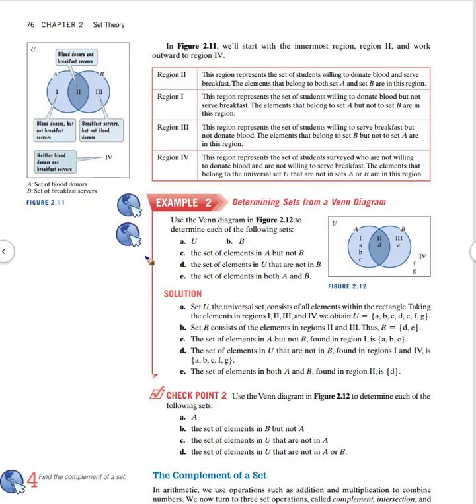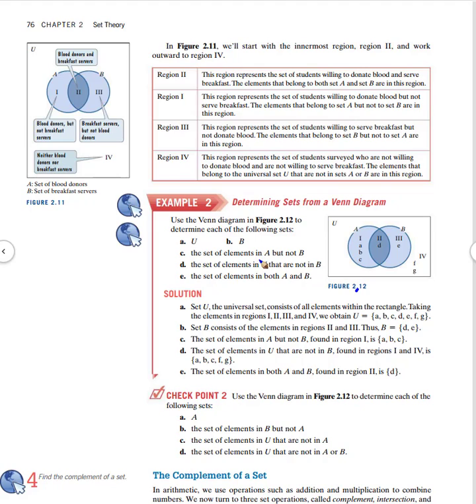In a similar fashion, over here in example 2, what is set U? It's got these three elements, and these two. So it's got 3, 4, 5, 6, 7 different elements in it. What's set B? It's got the E and the D, so it's got 2 elements in it.